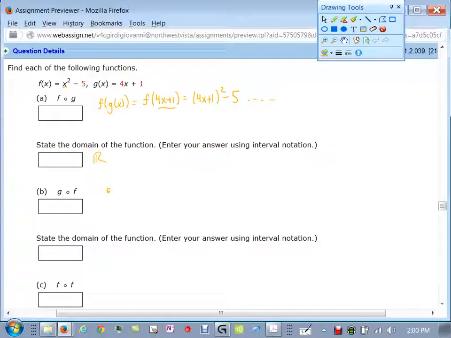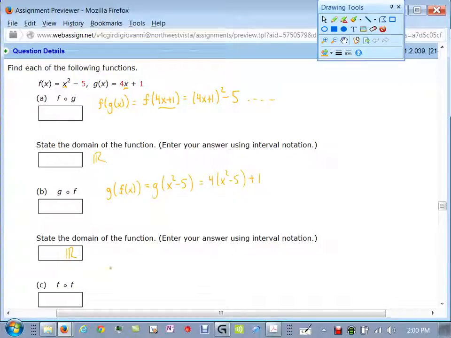G of f, we go backwards. We take g and inside we put f. That means we take g and we put inside of it x squared minus 5, which means we take the x here in g and we replace it with this. So we have 4 times x squared minus 5 and then plus 1. And go ahead and distribute through and collect like terms. Again, domain should be all real numbers because it's a nice, well-defined polynomial.